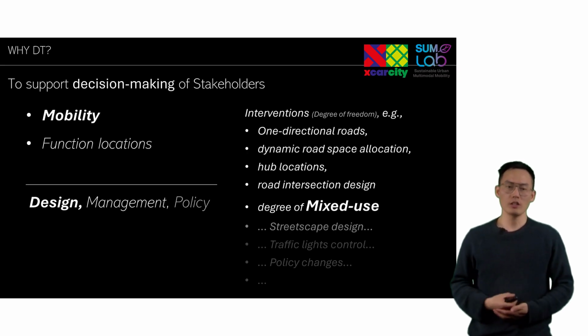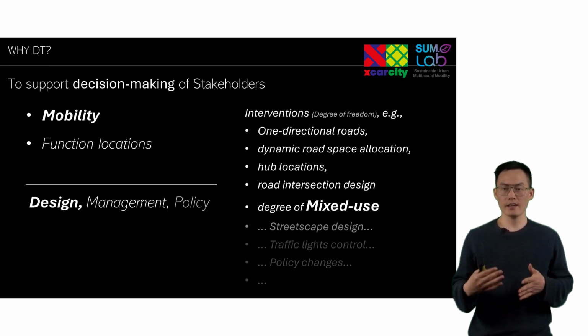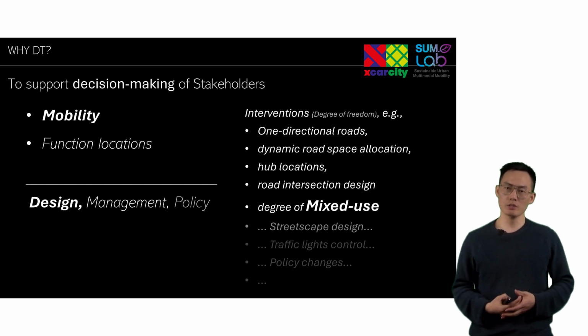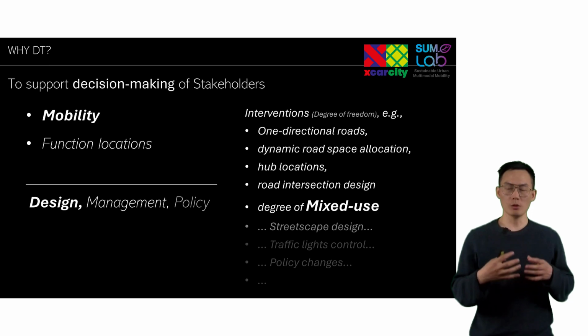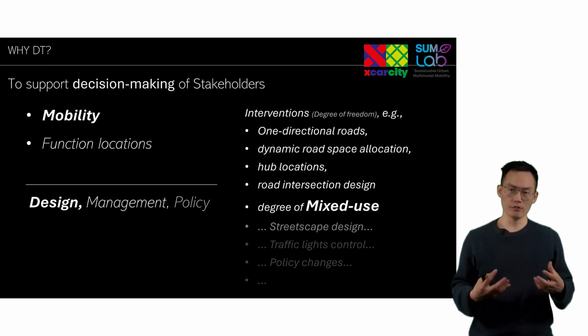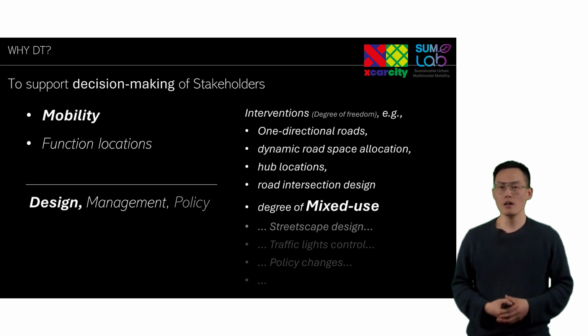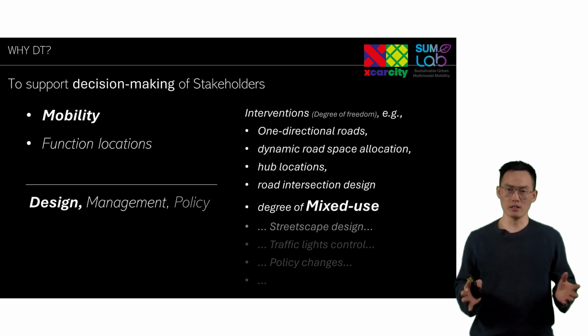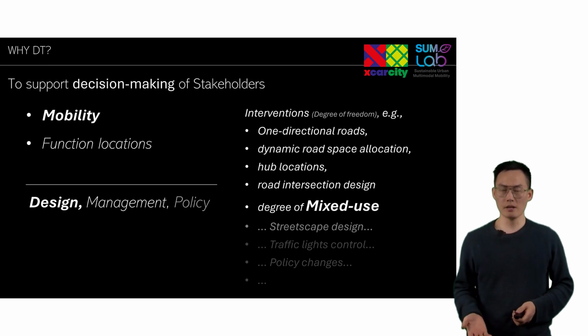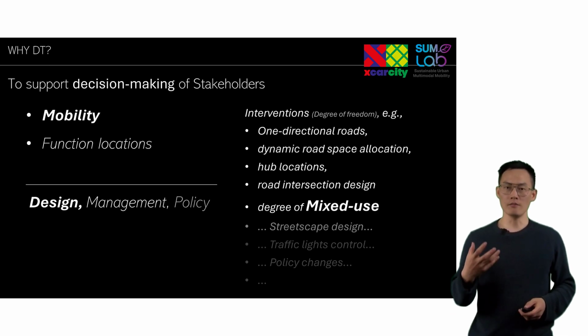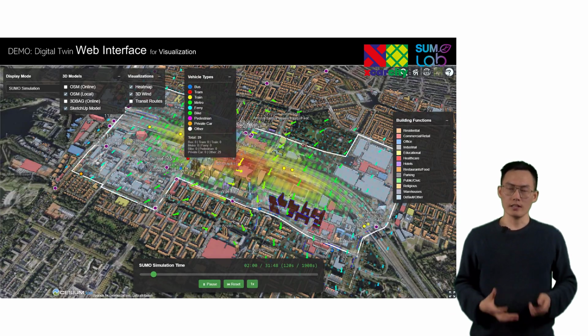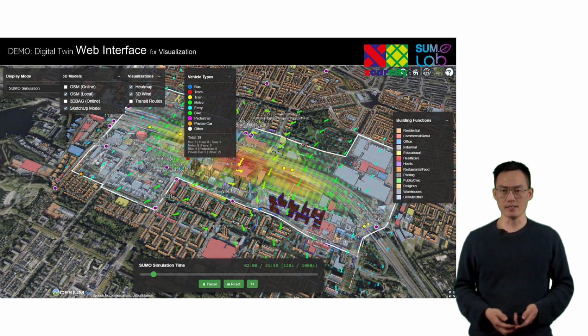First of all, we wanted to build this digital twin to support decision making of stakeholders. Stakeholders can intervene in the urban system through design, management, and policy. They can change the mobility system, and they can change the functions of buildings and locations. But how can we know the impact of these interventions? For example, what's the impact of using a mixed-use strategy during the design and planning stage? Therefore, we need a digital twin to help us assess that.